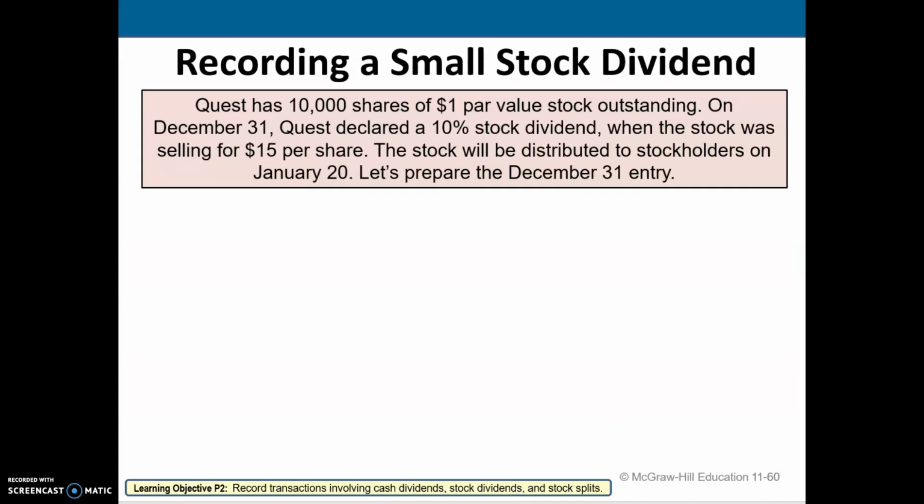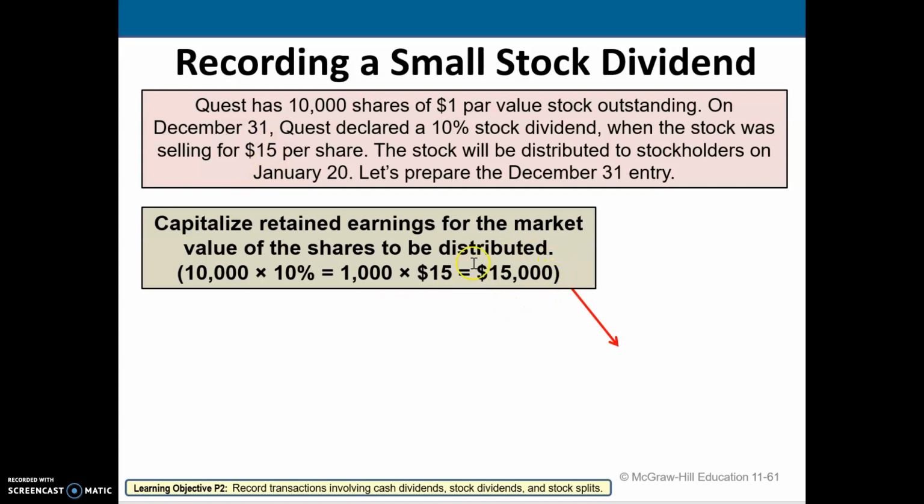So let's take a look at an example of a small stock dividend. So it's a 10% stock dividend, okay, and they have 10,000 shares of $1 par value stock. So 10% of the 10,000 is 1,000. 1,000 shares are going to be given out in the dividend. The market price, it's selling for $15 per share. So if it's a small stock dividend, we record the dividend at its market value. So 1,000 shares times 15, it's got a value of 15,000.